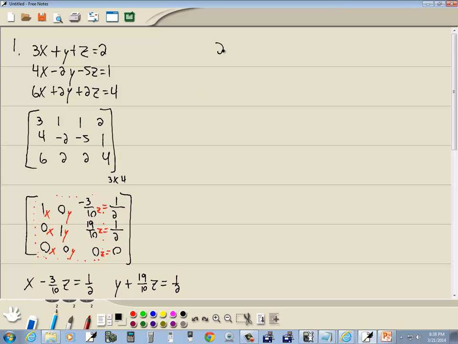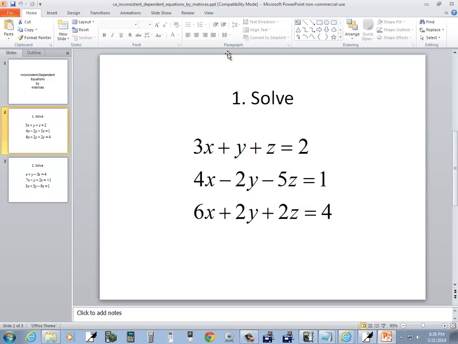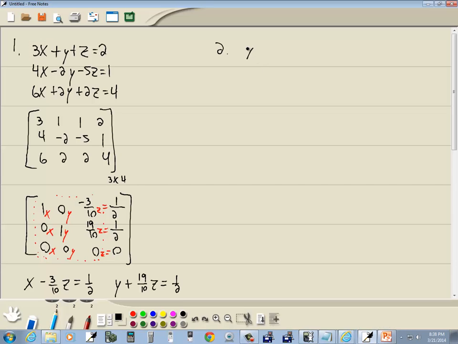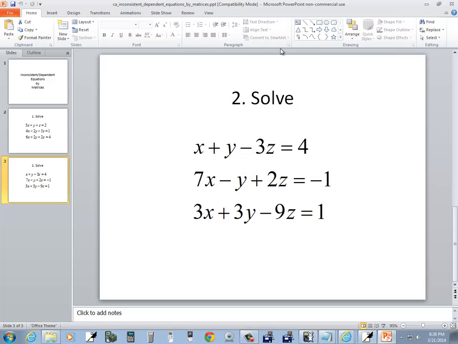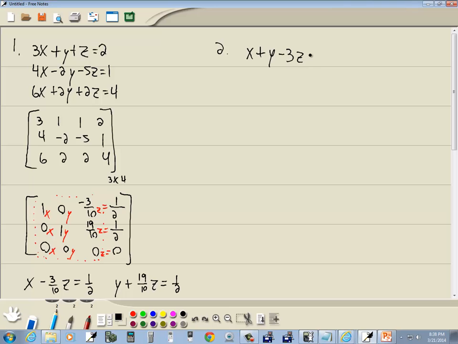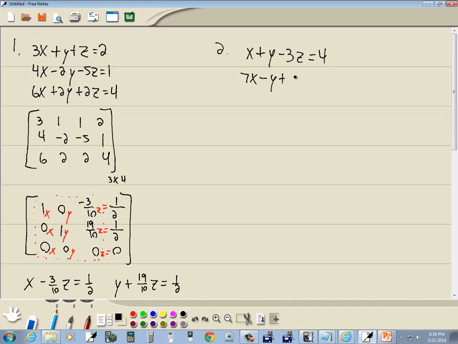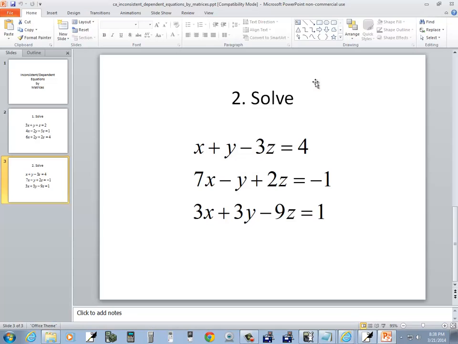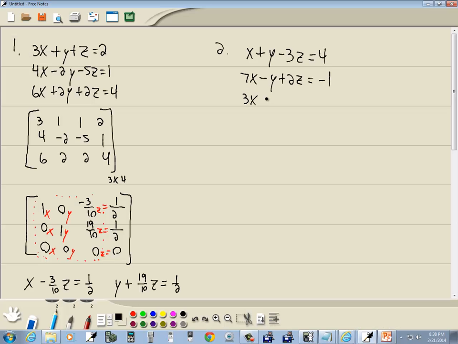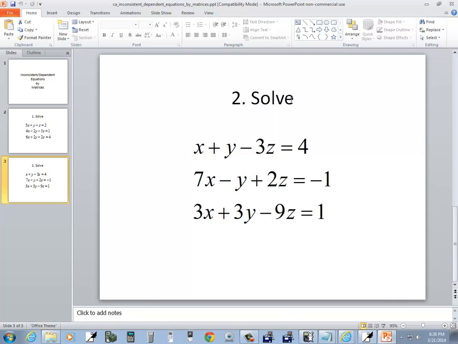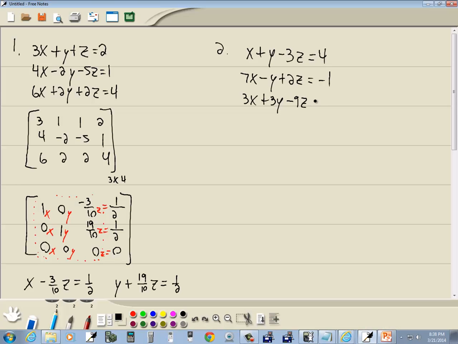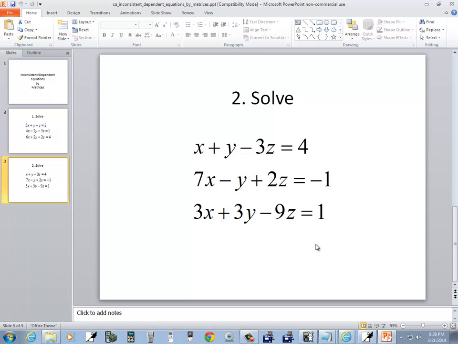Let's look at our second oddball case. We got x plus y minus 3z is equal to 4. And we got 7x minus y plus 2z is equal to negative 1. And 3x plus 3y minus 9z is equal to positive 1. Now let me double check all those.